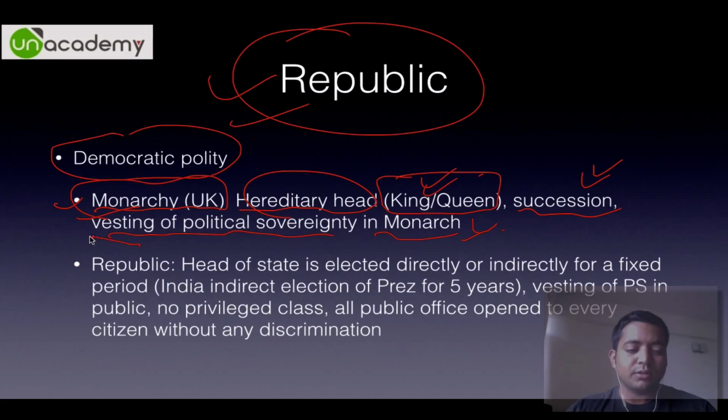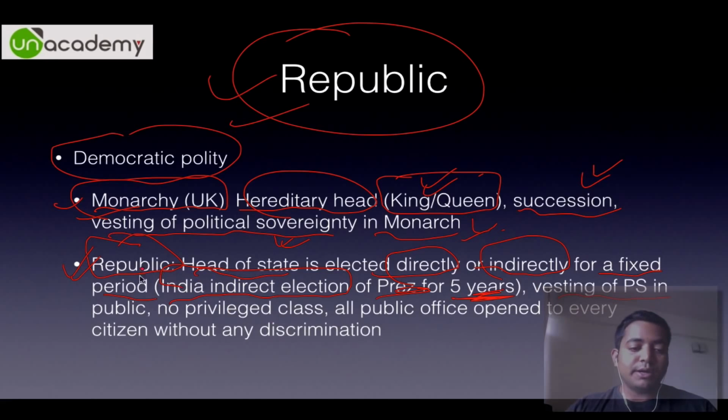However, most of the countries now have a republic. Re means representation of public. That is, the public will choose the head of the state. It is elected either directly, which does not happen in India, or indirectly, which happens in India, for a fixed period. So in India, the head of the state is the president. He is appointed for a fixed period of 5 years, and India has an indirect election.